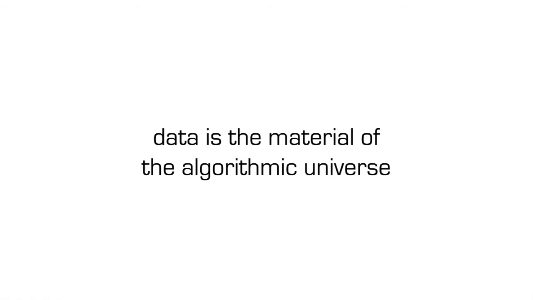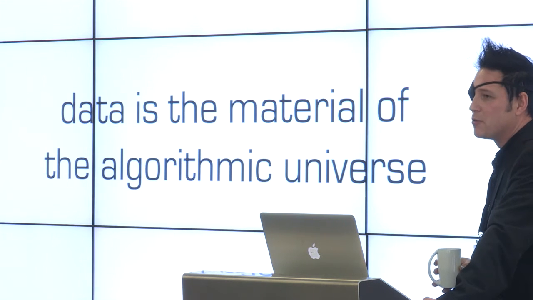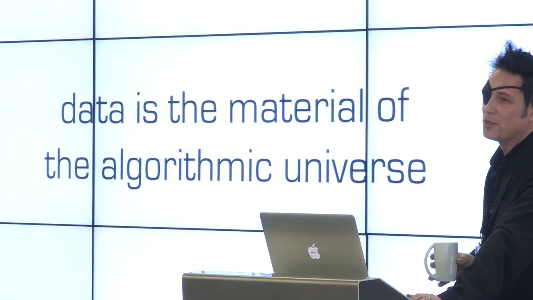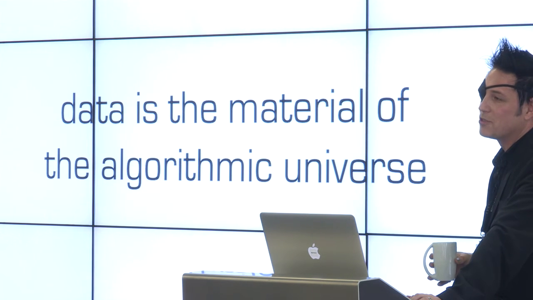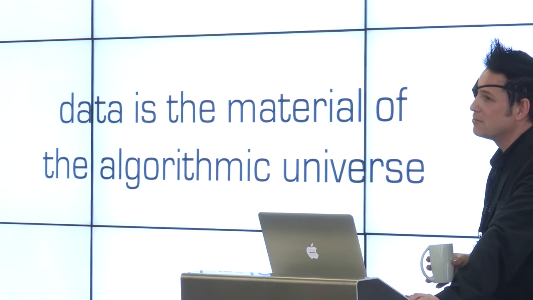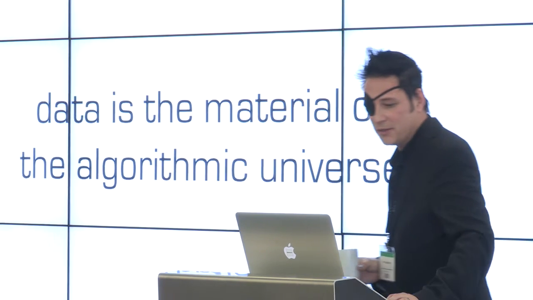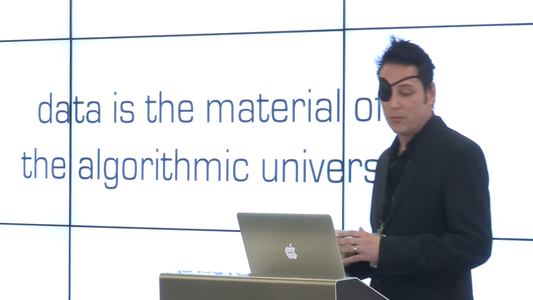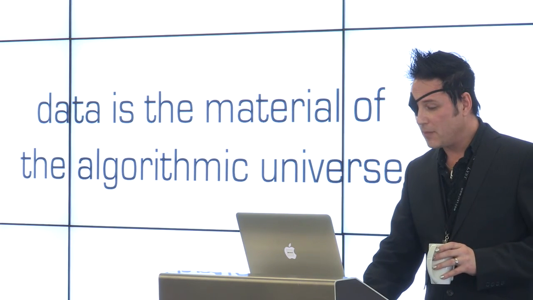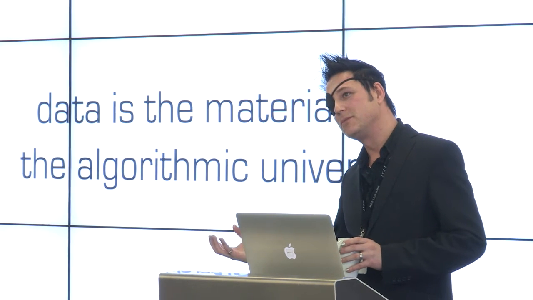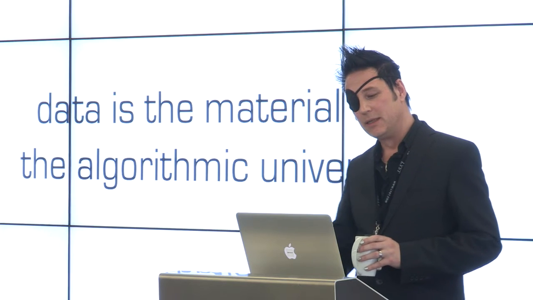So this is my first bold statement of the day. When we're talking about the algorithmic universe, I'm talking about basically the stuff that involves computers and people, where data is created, destroyed, manipulated, reinterpreted, and presented to people. That's the algorithmic universe. And data is the stuff that it's made of, or it's an important material in there. I think the interesting bit is where the humans meet the algorithms, or where the humans meet the data.